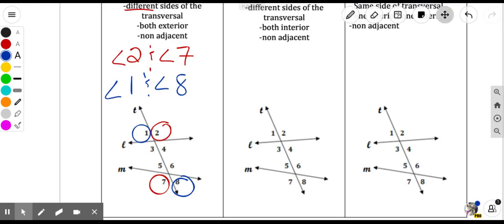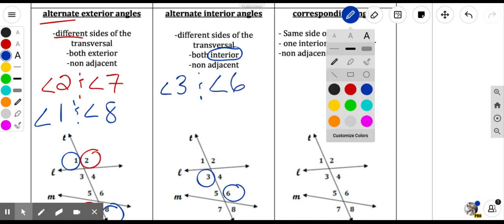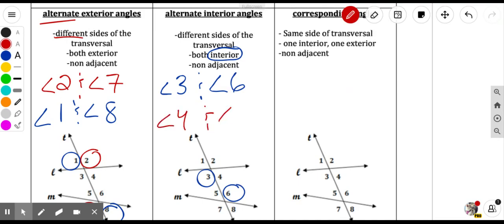These sound familiar, hopefully. Next is alternate interior, very similar to alternate exterior. The only difference is they're both on the inside. They're both interior angles, still on opposite sides of the transversal. So like 3 and 6, those would be alternate interior angles. And then the other pair would be 4 and 5. Different sides of the transversal, not next to each other. If they're next to each other, like 3 and 4, remember that's just a linear pair. So that's not this special angle name. That's alternate interior.